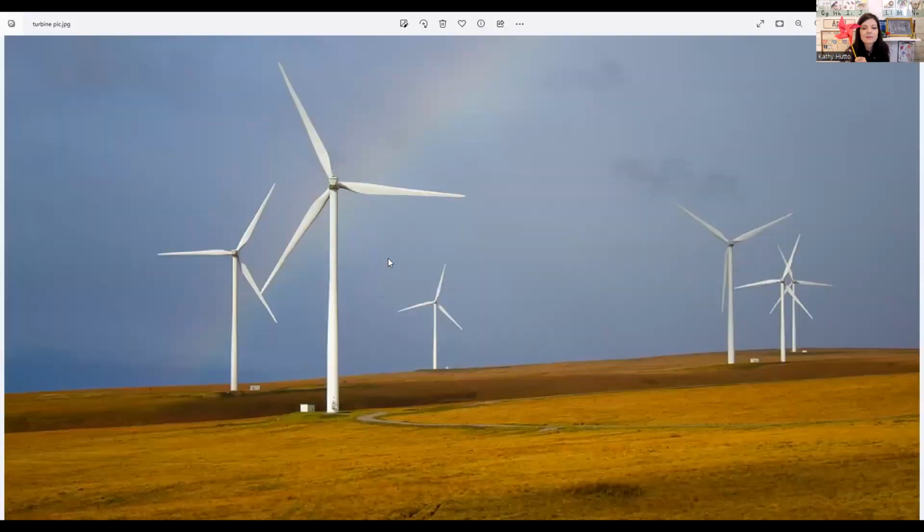Take a look at these. These look like giant pinwheels or windmills. These are called turbines. They spin when the wind blows on them. They're really giant. At the bottom is a generator. A generator can turn that wind into power or electricity.